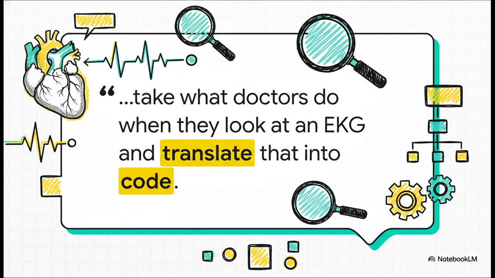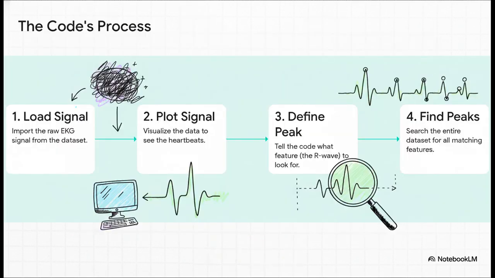That's it right there. We're not trying to reinvent the wheel. We're simply trying to capture decades of human expertise and write it down in a language the computer can understand. And really, the whole process breaks down into 4 pretty simple steps. First, you load the signal. You get the data. Second, you plot it so you can actually see what you're working with. Third, you define the pattern you're looking for, say a specific wave. And then step 4, you just tell the computer, go find it.